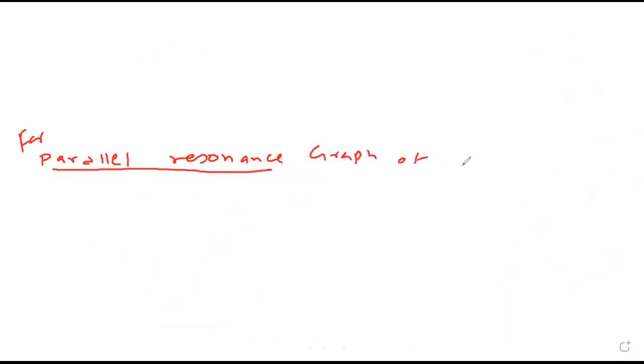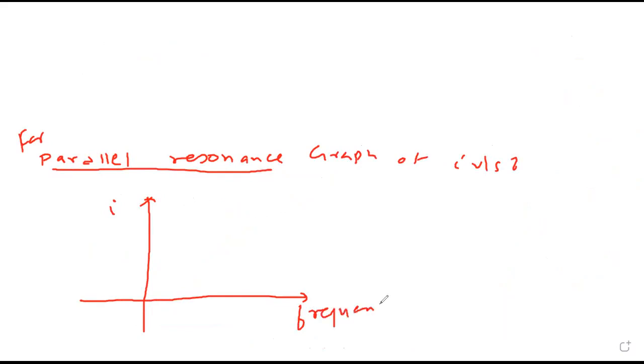Now, parallel resonance. For parallel resonance, the graph of I versus frequency. In this case, what should current become at resonance? Zero, no, ideally. Now, what is current?